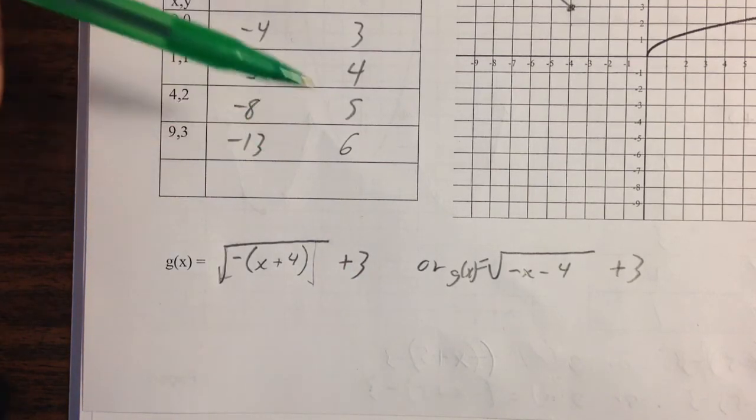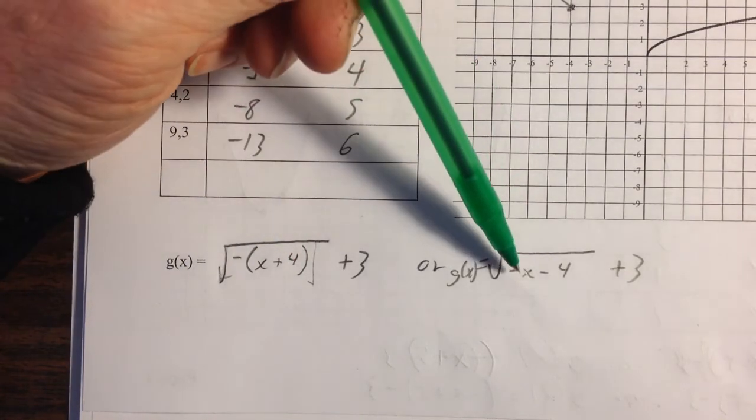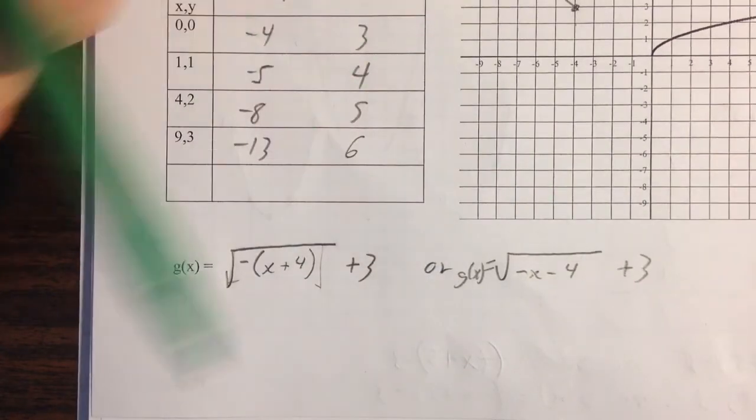It's not part of the root. Okay? And then if I want to simplify that, I can multiply out what's underneath the root symbol and get -x minus 4 and then the plus 3 on the outside.